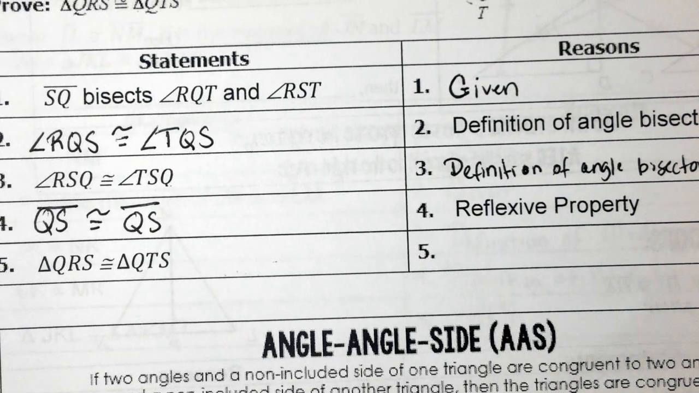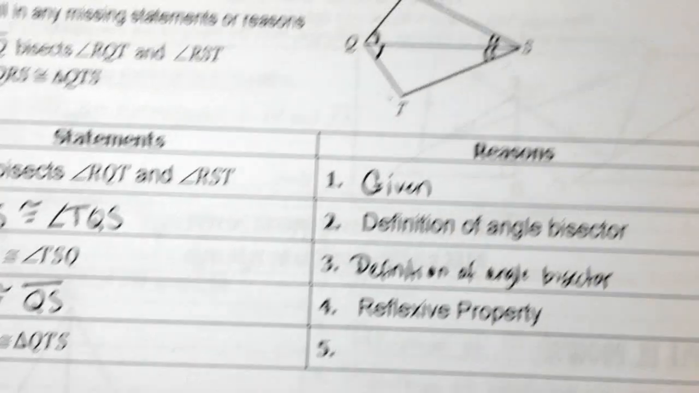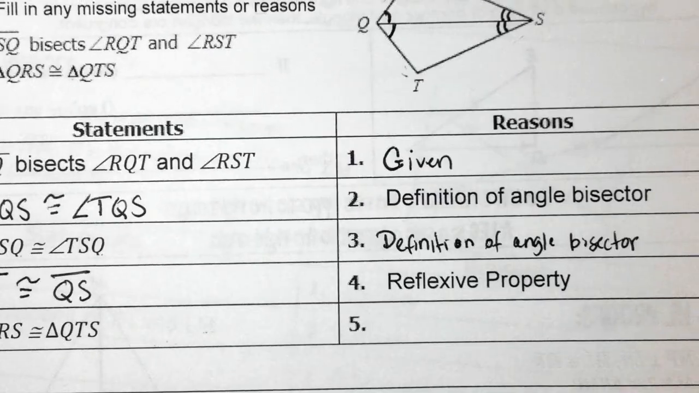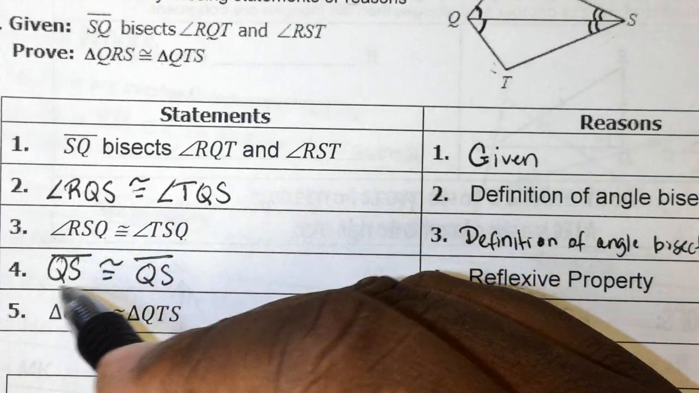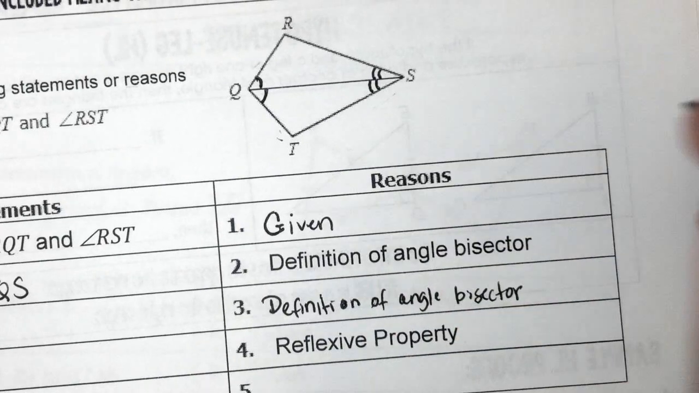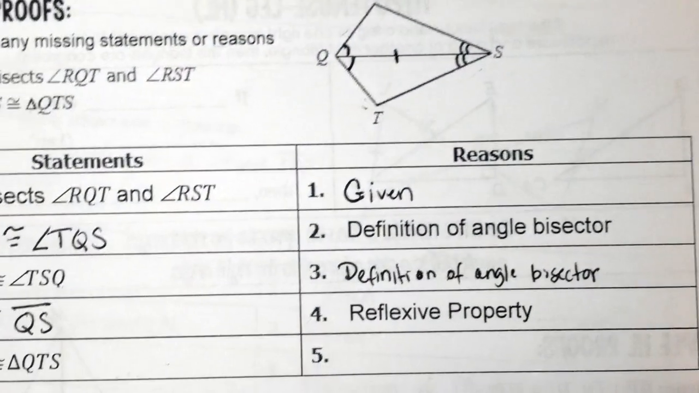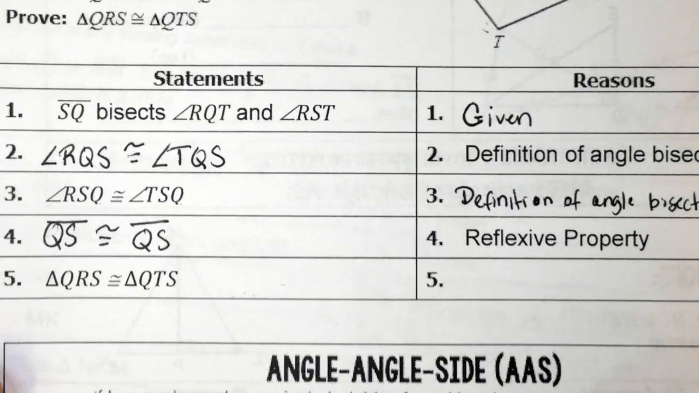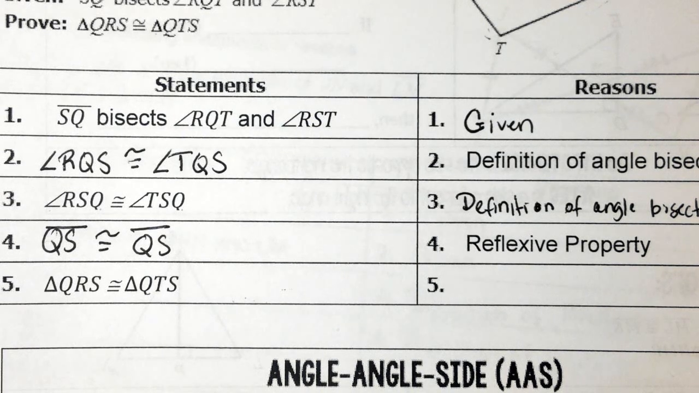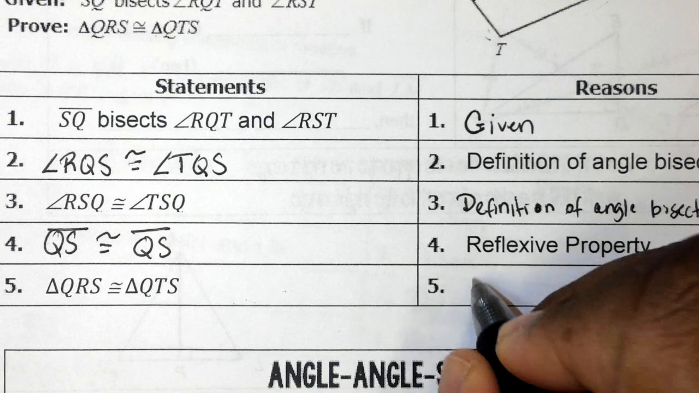Last line, triangle QRS is congruent to triangle QST. We've marked the only thing we didn't do, I'm sorry, I skipped it. We didn't mark QS congruent to QS. We should have done that. Mark QS congruent to QS. Now I can go to my last line. Triangle QRS is congruent to triangle QTS. Go ahead, Ms. Johnson. Yes, sir.